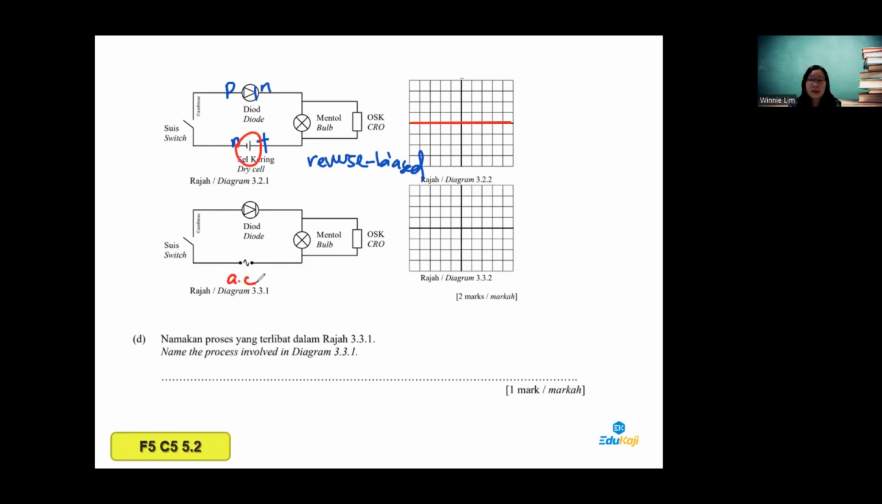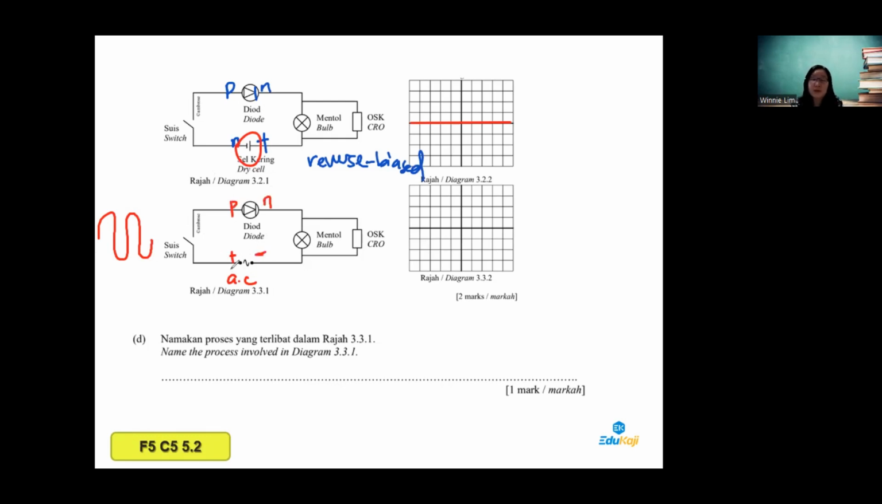Okay. But now, instead of having the dry cell, you have what? Alternating current, AC supply. What is meant by alternating current? Your input is supposed to look like this. Get the idea? This is your initial input if you were to have the CRO display it. For the first half cycle, this is the positive terminal, this is negative. Then this is P-type, this is N-type.